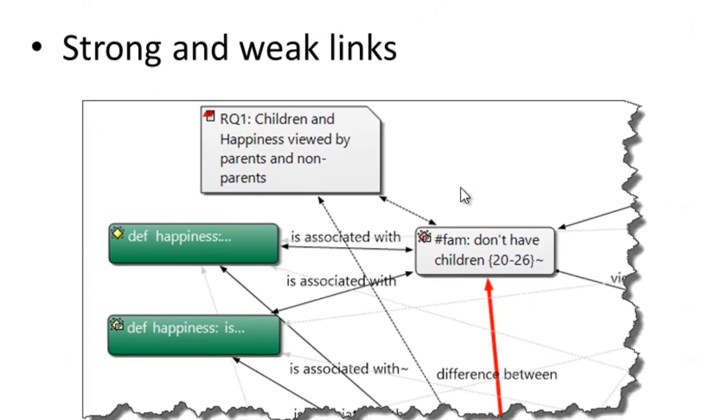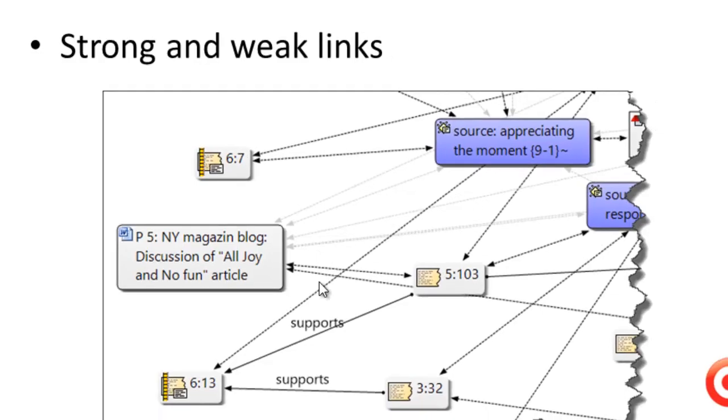ATLAS.ti also distinguishes between strong and weak links. We see here some objects are linked to each other just via a line, so a memo to a supercode in this case is just a line, it's not named, and we have these two codes linked to each other which is associated with. So this is a strong link because we can name it. All objects that you can only link and not name are called weak links. And here we see an example between memo and codes. And let's move on to some other examples here between strong and weak links.